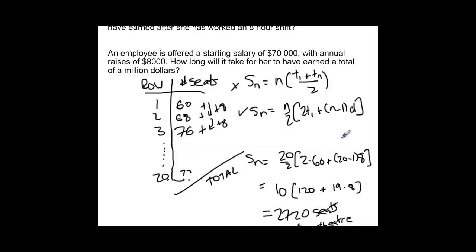But I could use everything in this formula. The key then is plugging everything in. So n means there's 20 rows. T1 means that there's 60 seats in the first row. N again means 20 rows, and the difference was 8.